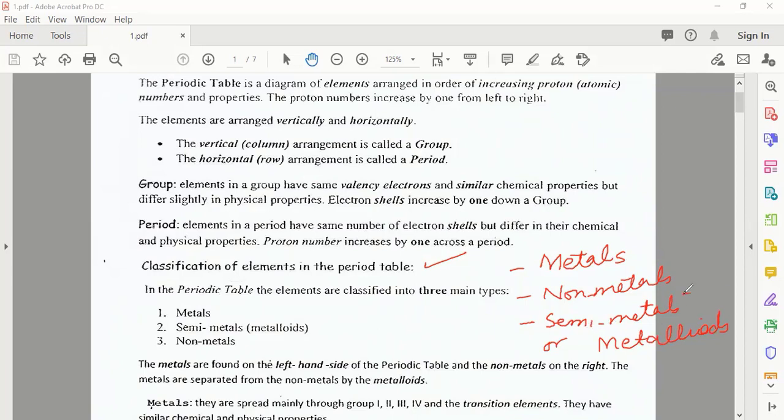What do we mean by semi-metals? These elements show both properties, metals and non-metals. So they are known as semi-metals, or they are known as metalloids.